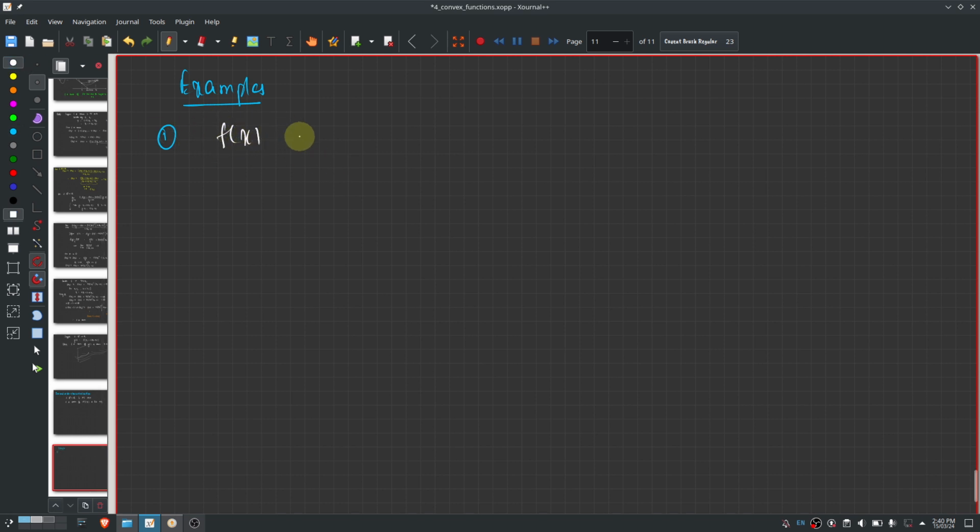So let's just start with f of x equals e to the power, let's say, alpha times x. What does the curve look like? Is this function going to be convex or not convex? Yeah, it's convex for all alpha. Okay, and how do we prove this?